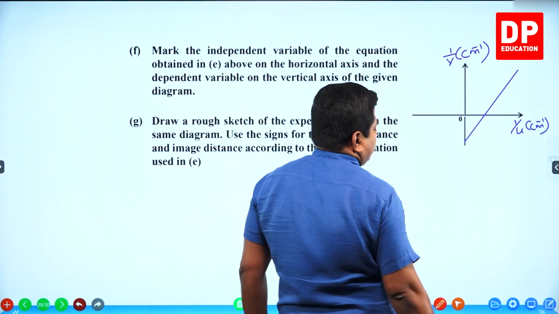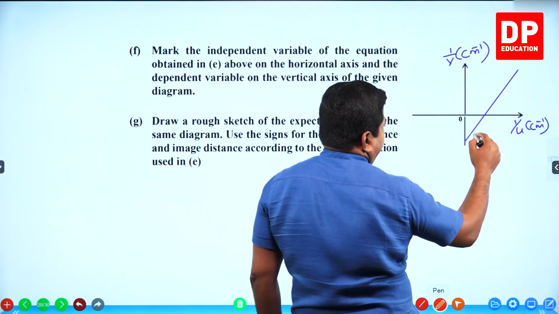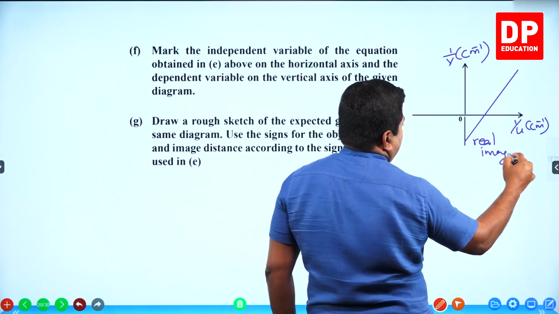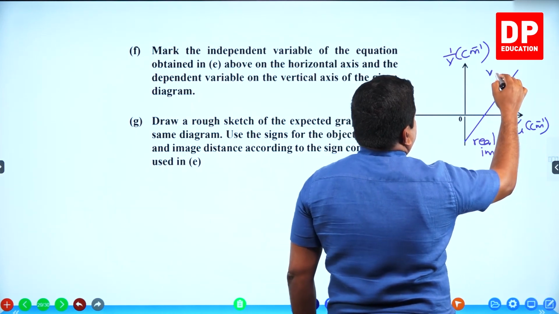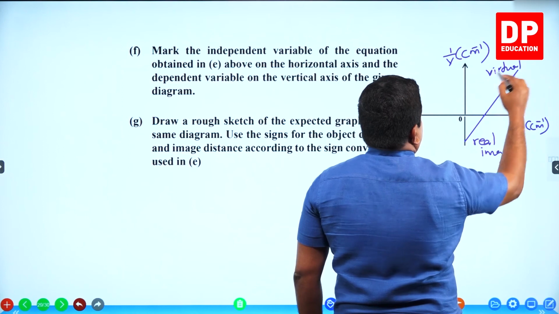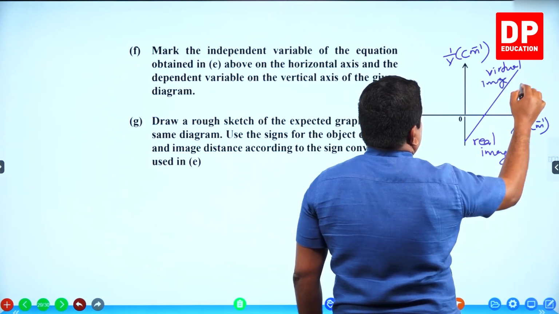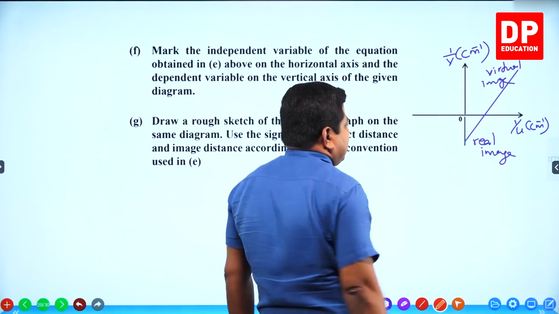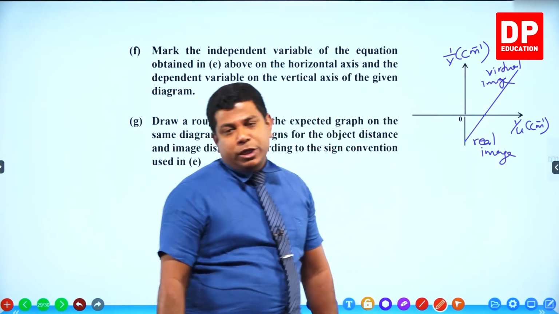This is how the graph is going to be. You know, this is where you get the real image. This is where you get the virtual image. That means when u, v both are plus, that will be a virtual image. U is plus, v is minus, that means that's a real image.